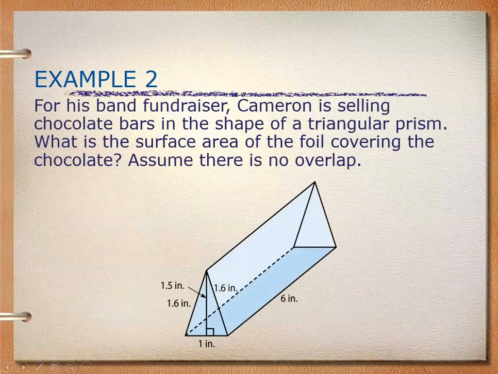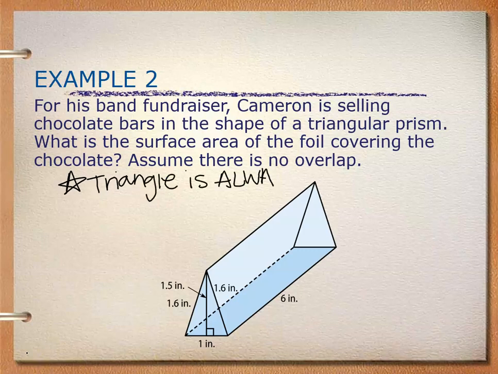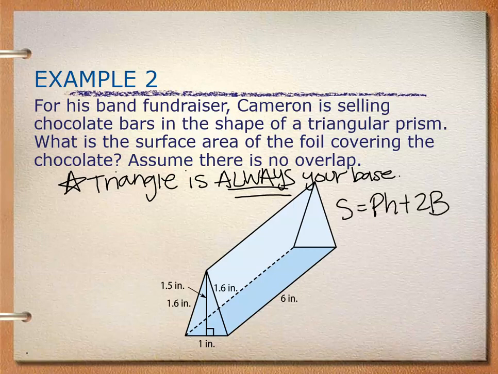Now we have a triangular prism. This is when it starts getting tricky. Now for a triangular prism, the triangle is always your base. So again, the triangle is always your base. Go ahead and shade your base.